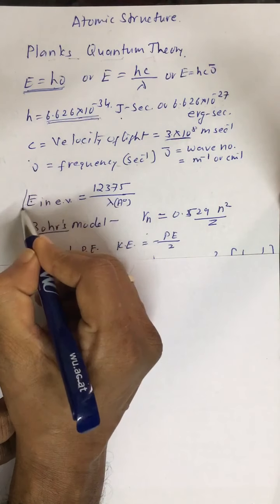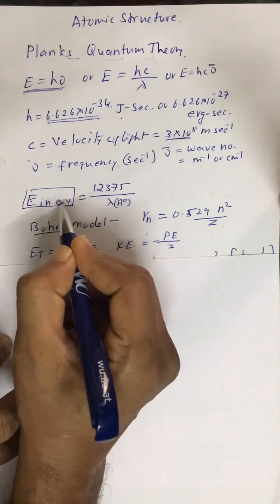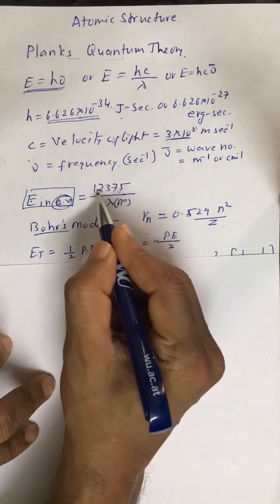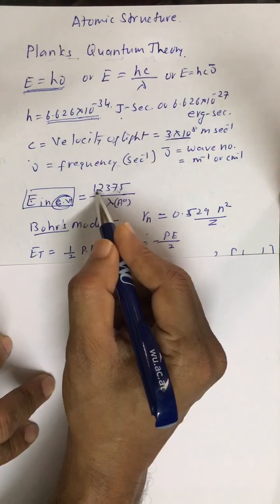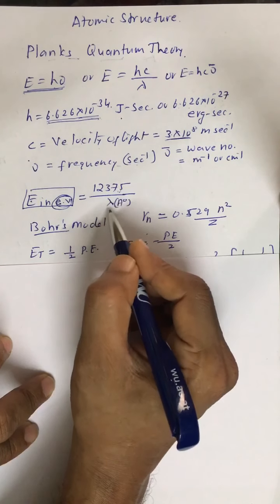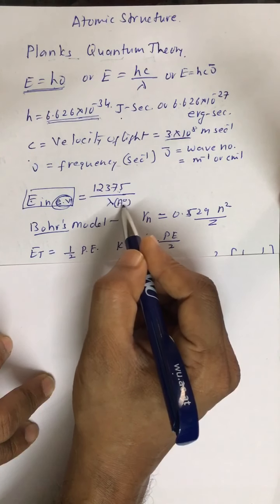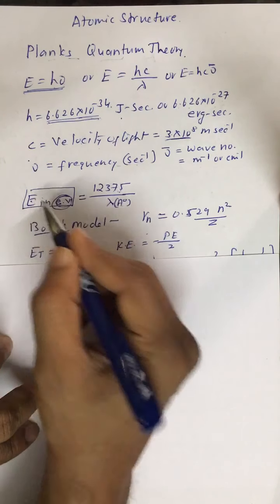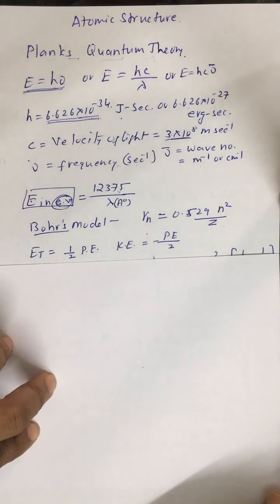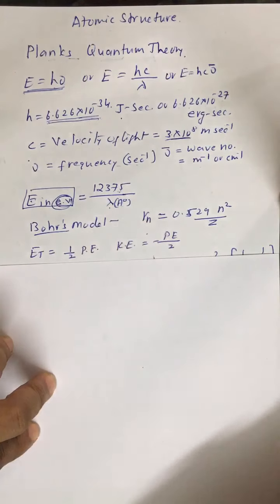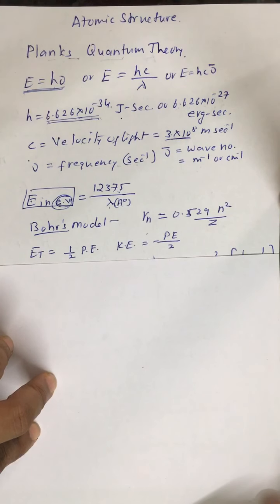And if energy is expressed in electron volt, this is a relation, this is very helpful. 12,375 divided by lambda, where lambda is in angstrom. You can find out the energy of photon. All right, or vice versa, if energy is given, you can find out lambda, the wavelength. All right.